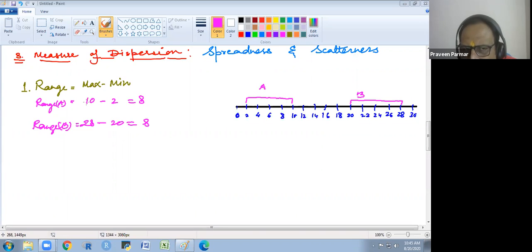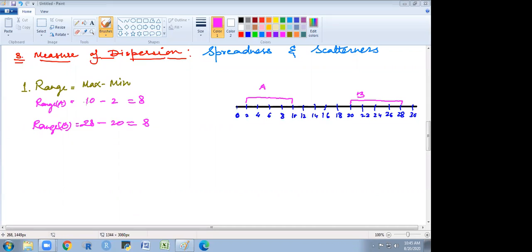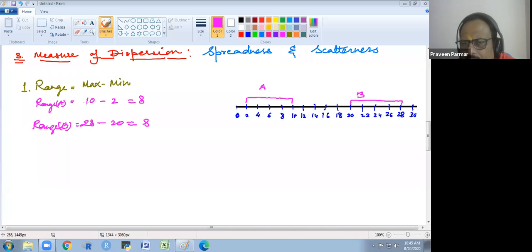Can you analyze something through this figure? I'm telling you the range of A is 8 and the range of B is 8. Can you come to some decision? No, sir. Correct. We could not come to any decision.